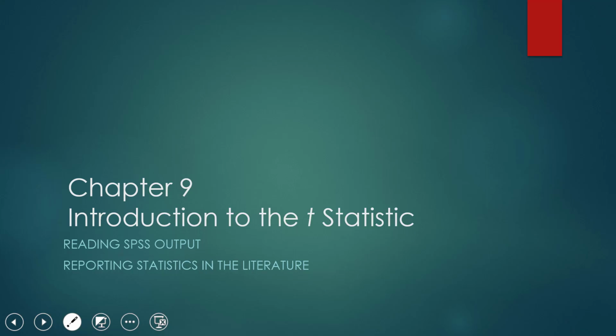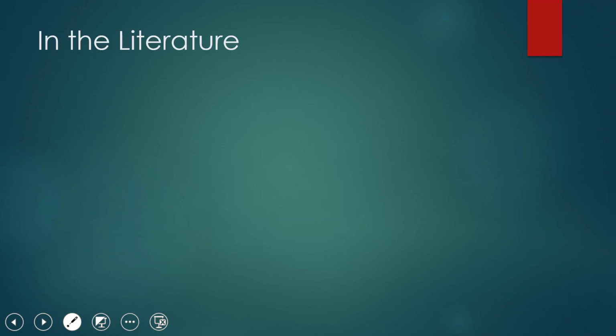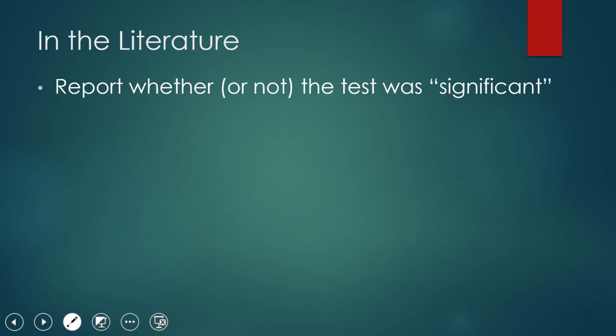This last video for Chapter 9, or at least the last video that I'm making, there's I think one more video that you'll be watching, is going to talk about how to read SPSS output and how to report those statistics in the literature. So in the literature, we're reporting whether or not the test was significant. We wouldn't say in the literature that we rejected the null hypothesis or we failed to reject the null hypothesis. We want to say whether or not the results were significant.